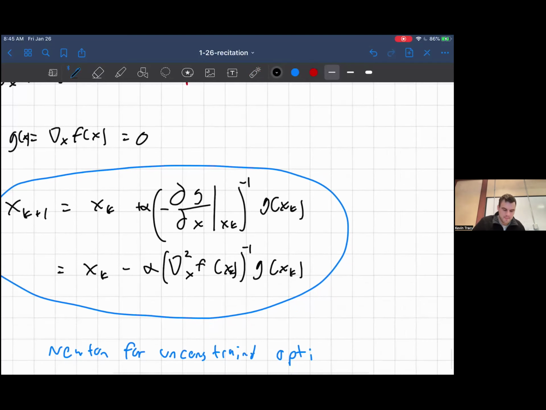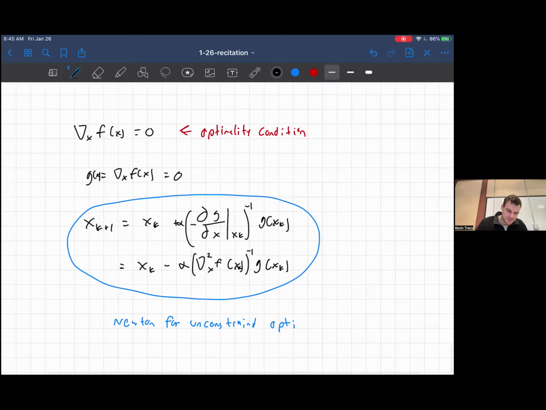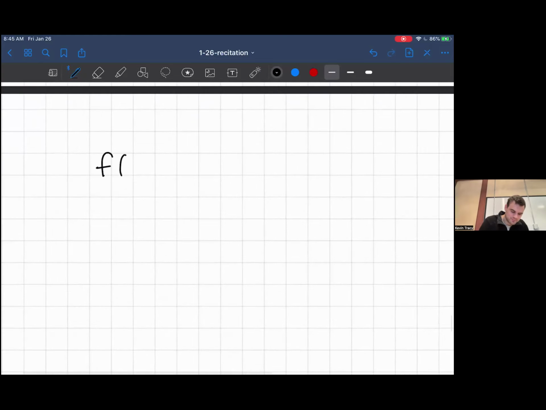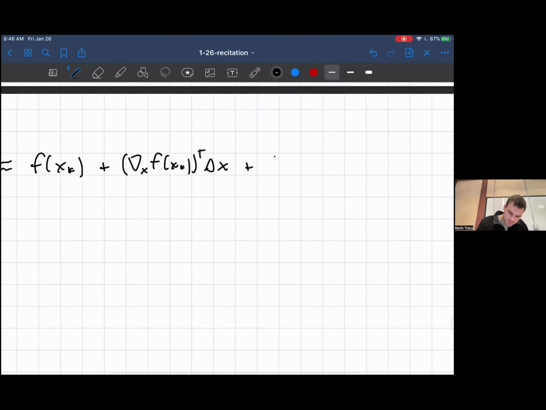Thank you. Yes. So another lens we can look at this as is if I have my approximation of it. Say I take my function f and I form a second order Taylor series. I'll do this in terms of delta x. So I'll do f of x_k plus gradient of f_k transpose delta x plus 1/2 delta x transpose.